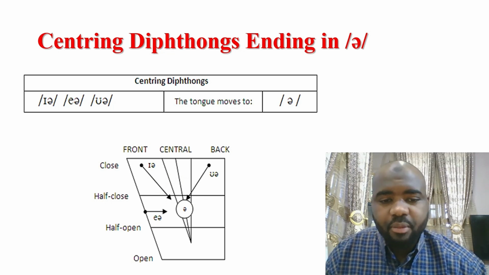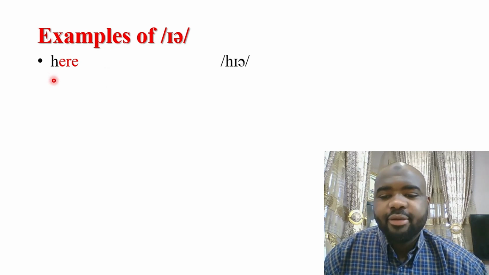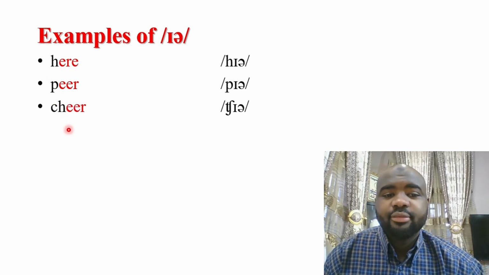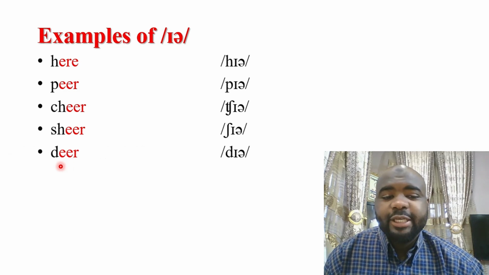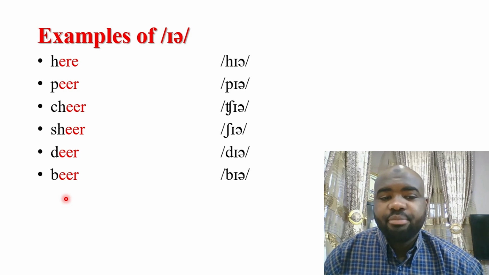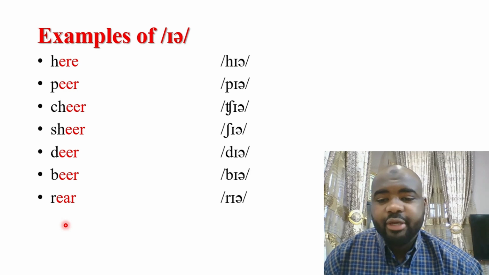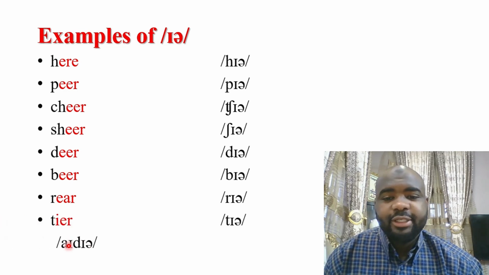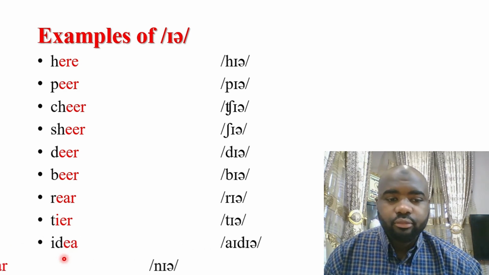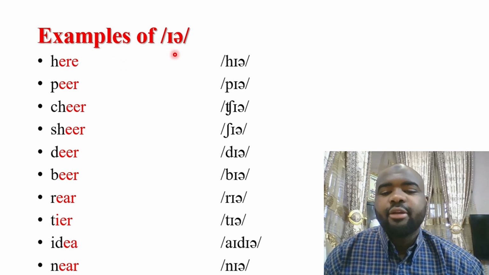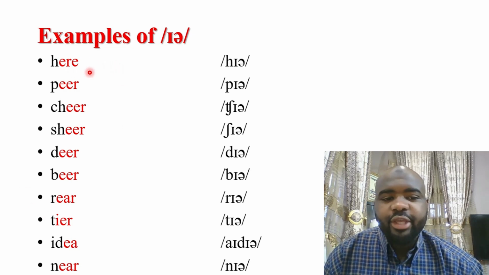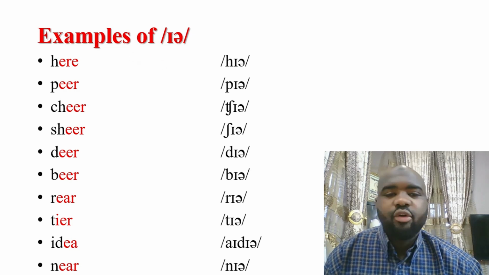Let's have the examples. Now let's have the first example. Ear, as in here, peer, cheer, shear, deer, beer, rear, tear, idea, and near. You see, all these sounds start with e and end in schwa: ear. These are the examples of the e schwa diphthong, the ear sound.